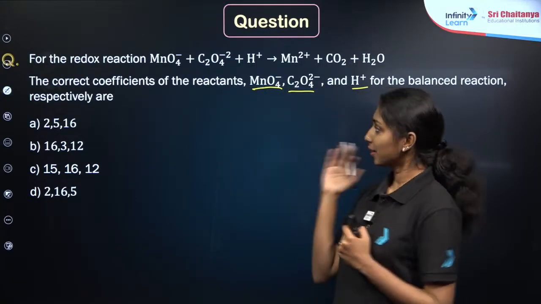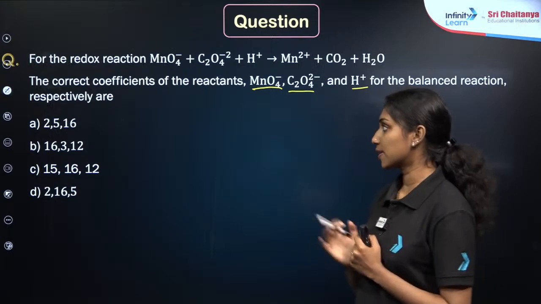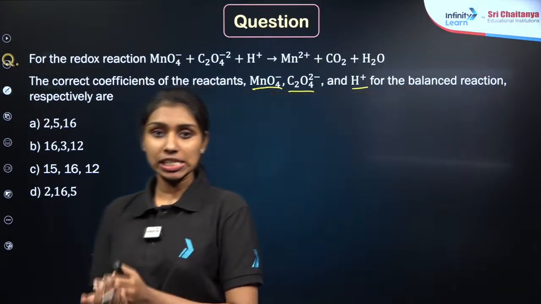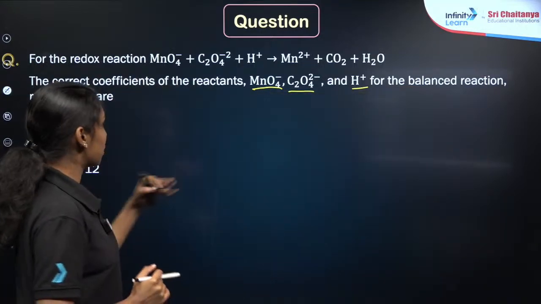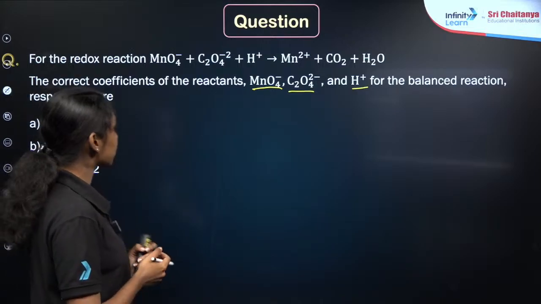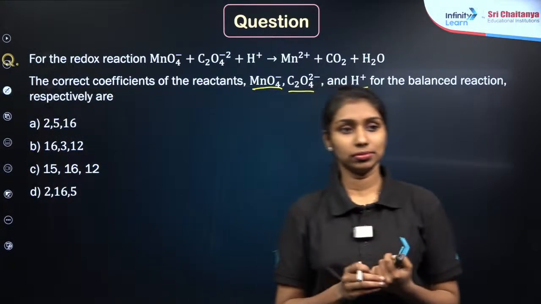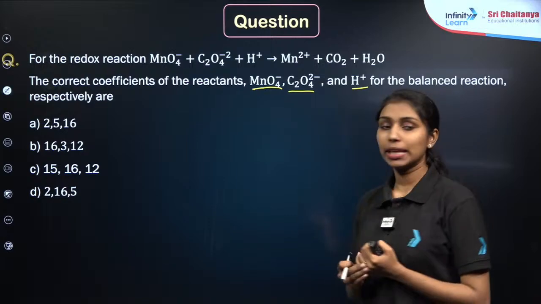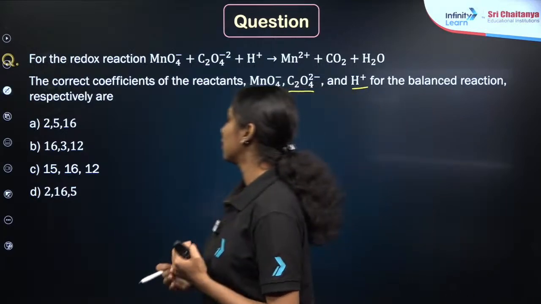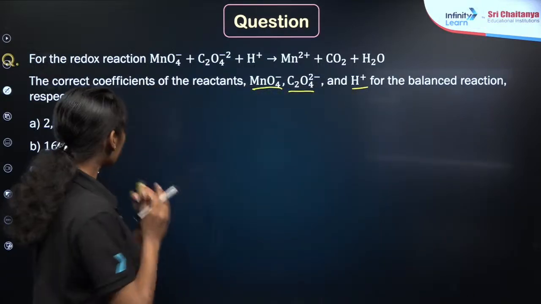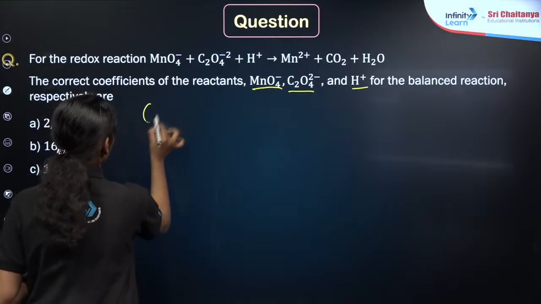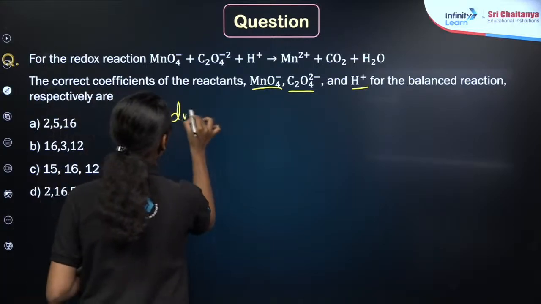Okay, I hope everyone can understand the balancing of the redox reaction. You can use either the oxidation number method or the half electron method to balance this particular reaction and find out the coefficients. What will be the answer? Just let me know. You can use any of the methods, the oxidation number method or the half electron method.